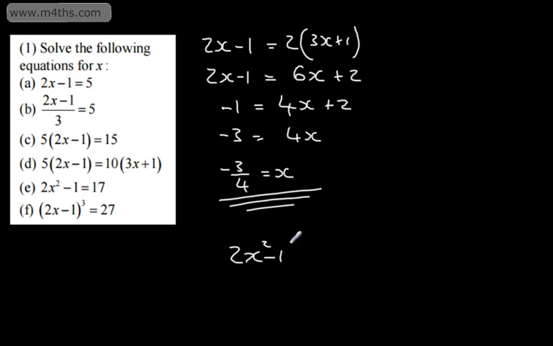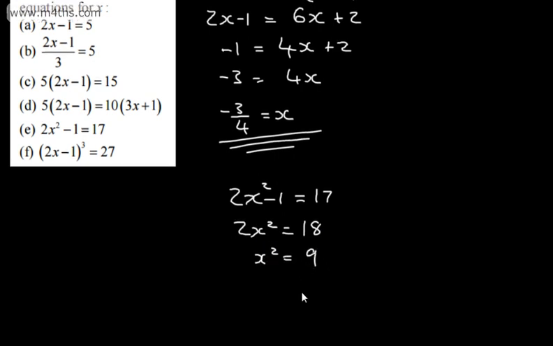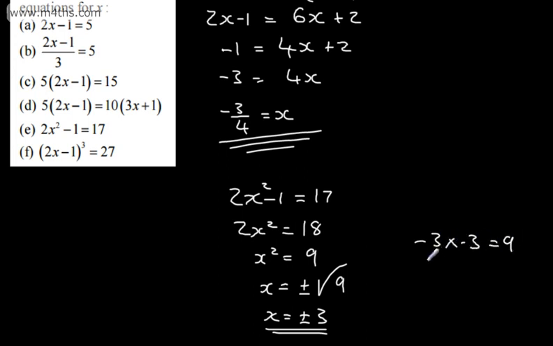2x squared minus 1 is equal to 17. Adding 1 to both sides, 2x squared is equal to 18. Dividing both sides by 2, x squared is equal to 9. And now we need to take the square root of both sides of the equation. X will be equal to plus or minus the square root of 9. So x will be equal to plus or minus 3. Remember, if we do negative 3 multiplied by negative 3, this gives us 9. 3 multiplied by 3 also gives us 9. So if we're taking the square root now of 9, we need a plus or minus in front of our square root.